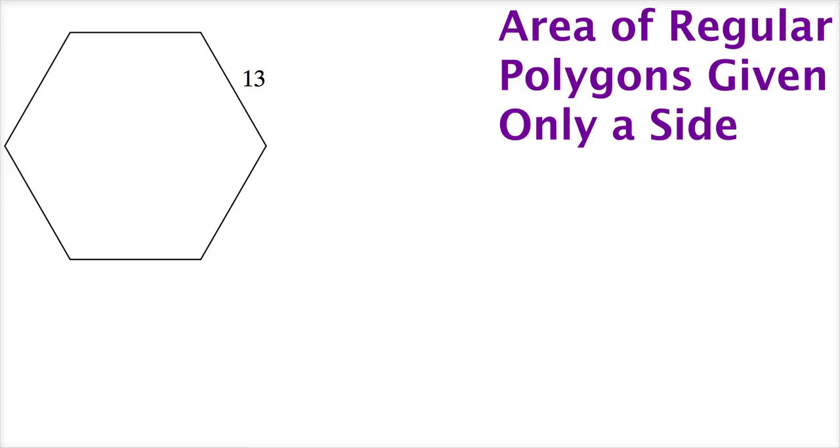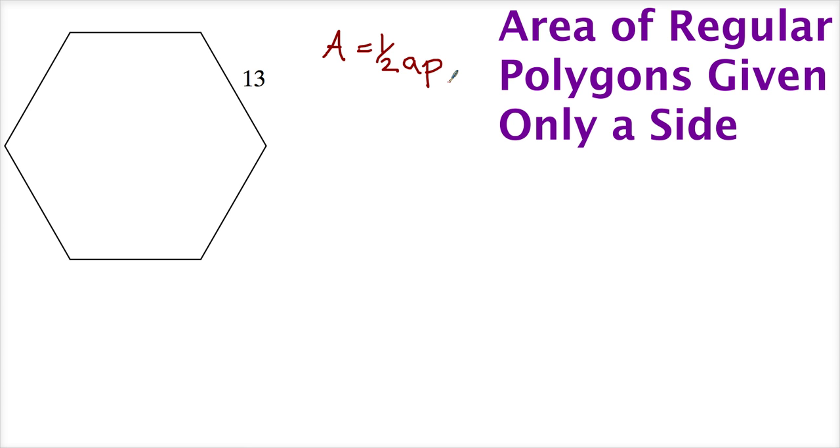Hey, so in this video we're going to talk about area of regular polygons given only a side. So once again, regular polygons, equiangular, equilateral, and we'll probably use the formula area equals 1/2 apothem times perimeter. If you don't know what that means, there's a video called area of regular polygons given a side and an apothem. Go there, it explains the formula, it'll save this video a little bit of time.